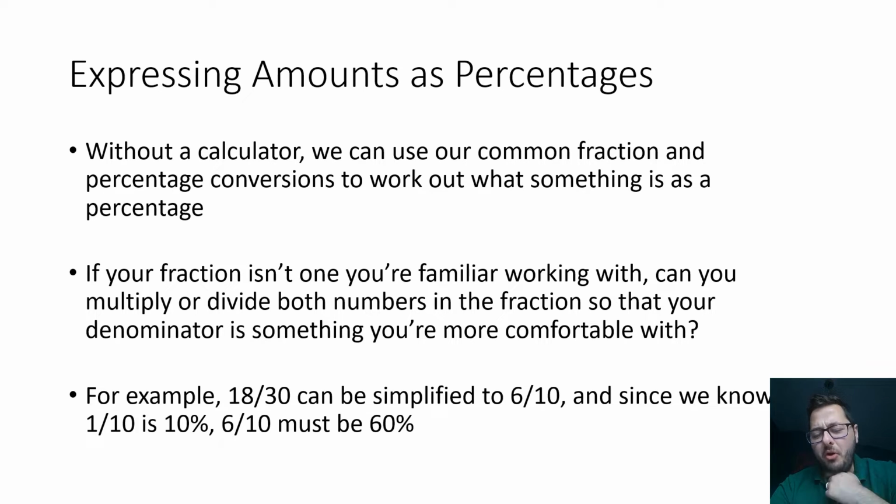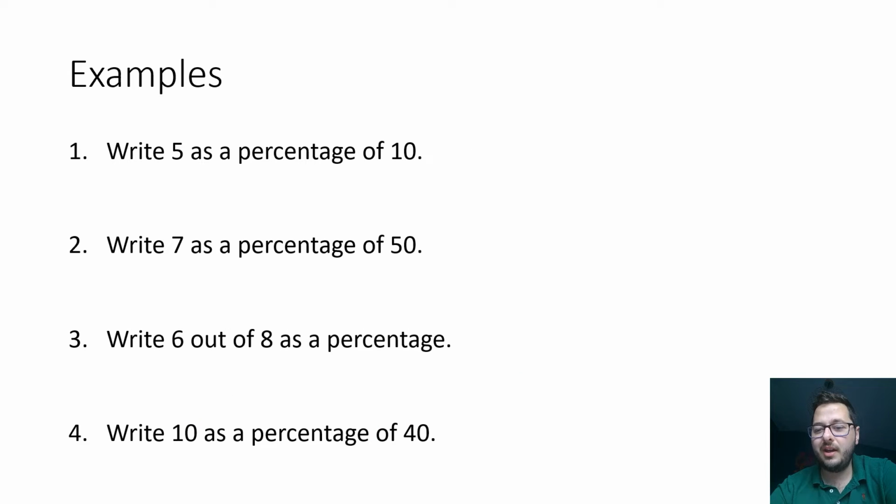Now you think, well, I don't know what 1 out of 30 is, but if I divide the top and the bottom by 3, the fraction will stay the same, but then it will be out of 10, which is something I know about. So that can be simplified to 6 out of 10. And since we know that 1 out of 10 is 10%, then 6 out of 10 is going to be 6 lots of 10%, which is 60%. So you can manipulate your fractions to have a denominator that you're more familiar with and better at working with.